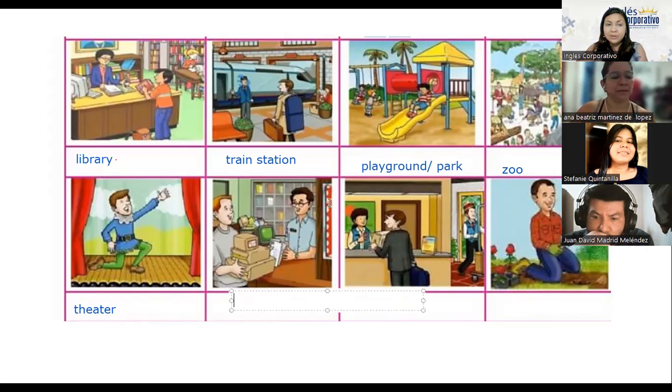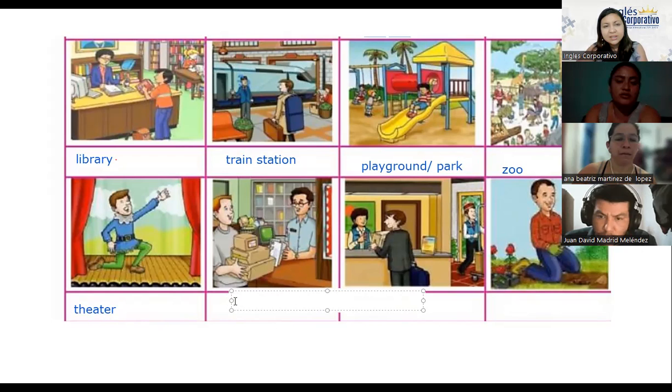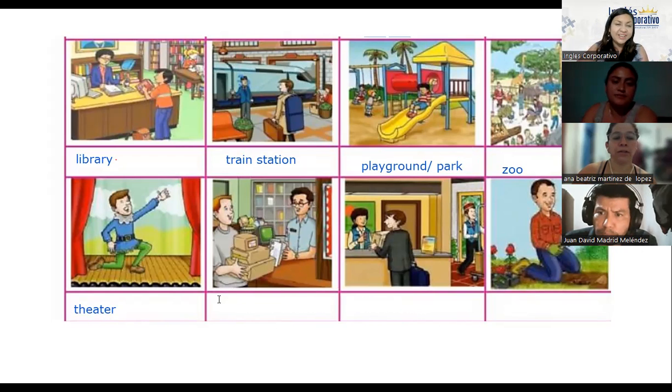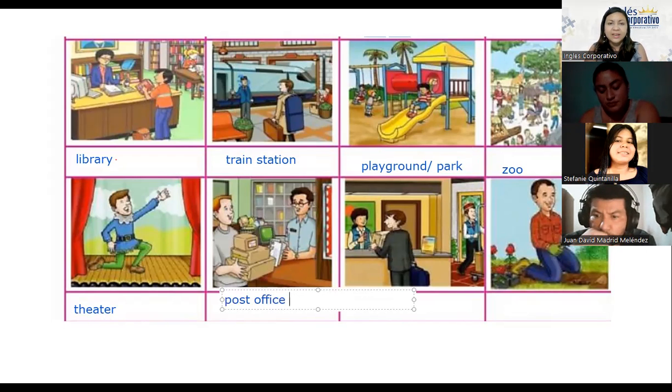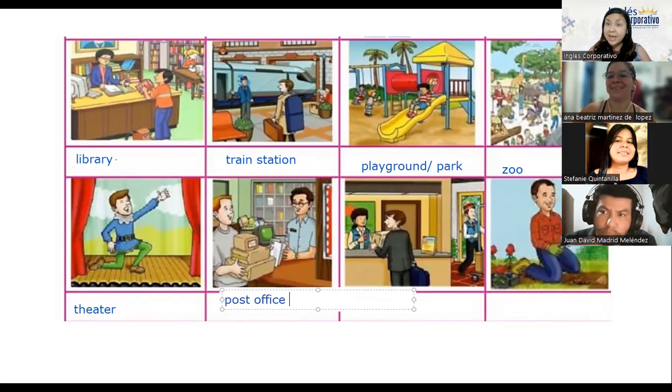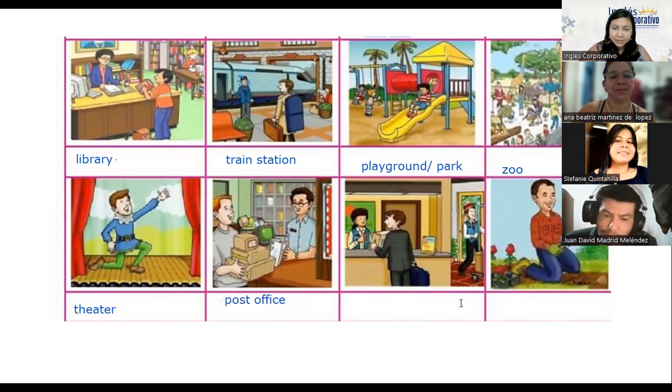Okay, what about this one, guys? The post office. And what you can say, a letter. You can send a package. Good. Have you ever used the post service?